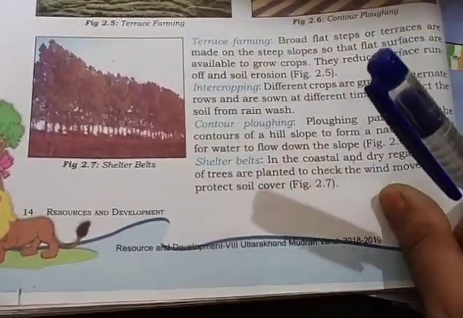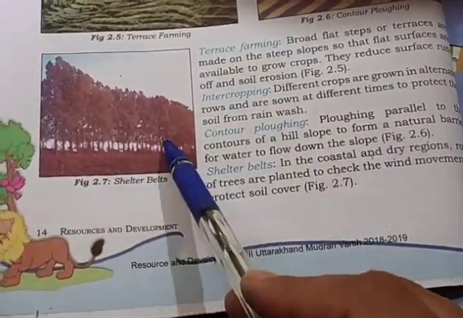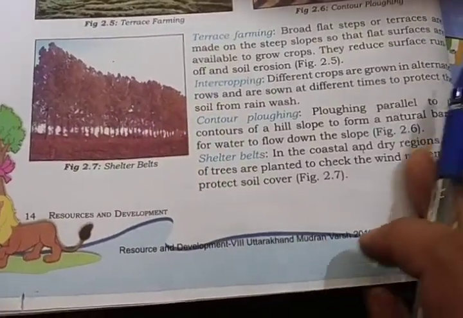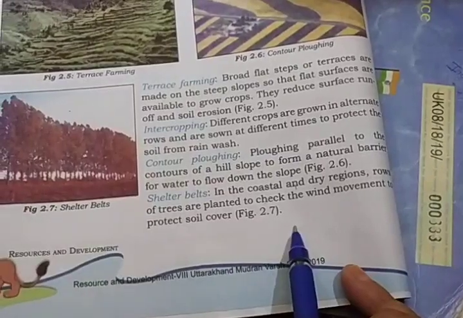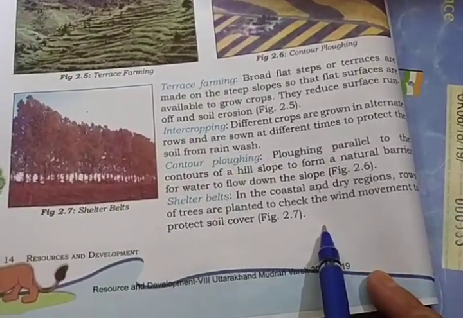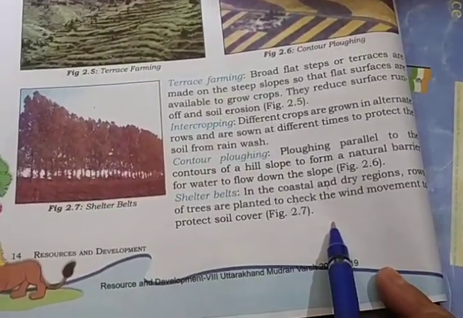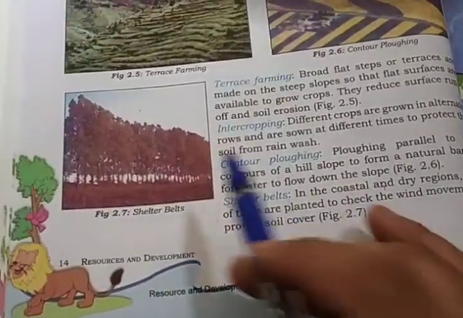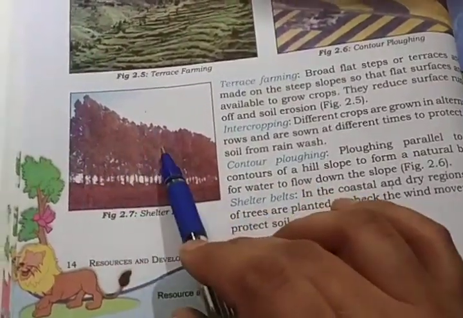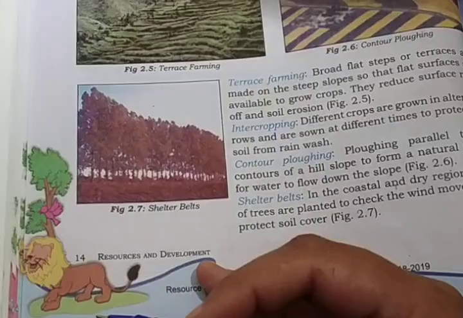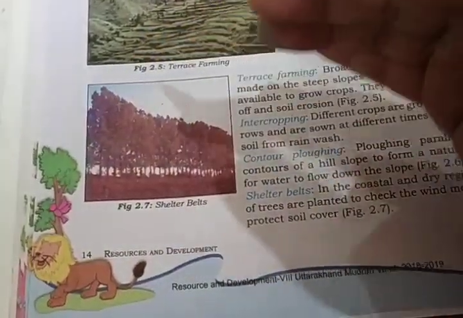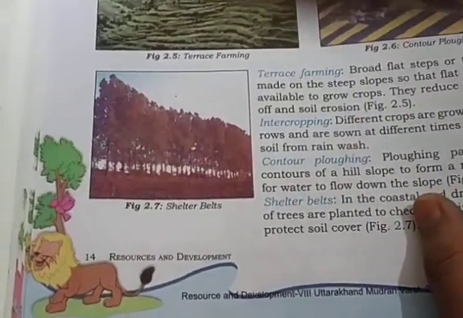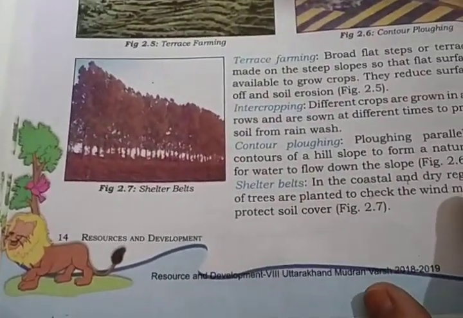And lastly is a shelter belt. A picture is also shown to you of how the shelter belt works. In the coastal and the dry regions, rows of trees are planted to check the wind movements and protect the soil cover. If there is no barrier, these plants work as barriers basically. If there are barriers, soil erosion could be stopped and reduced. So in this way shelter belts also reduce soil erosion.